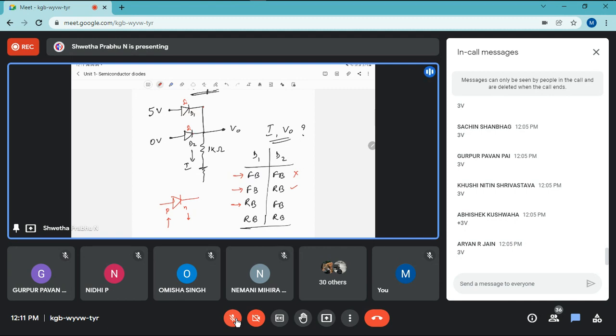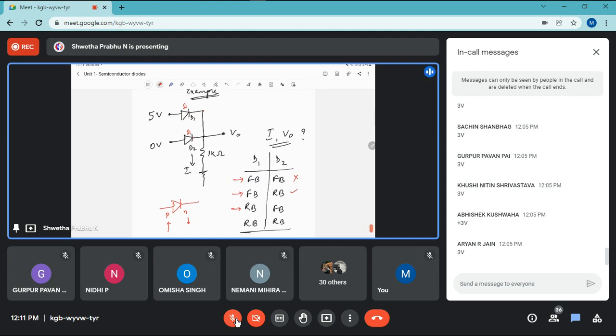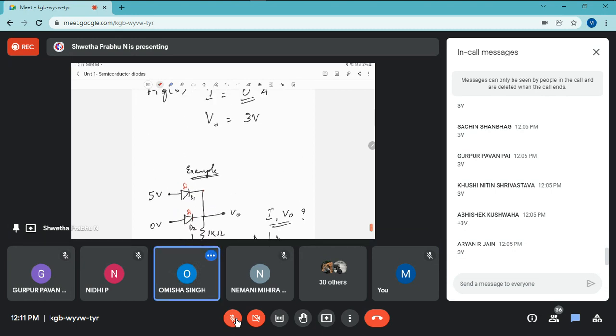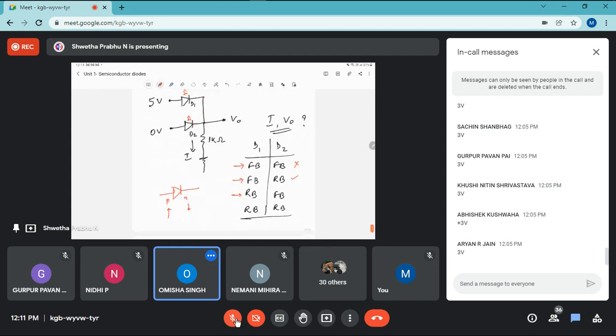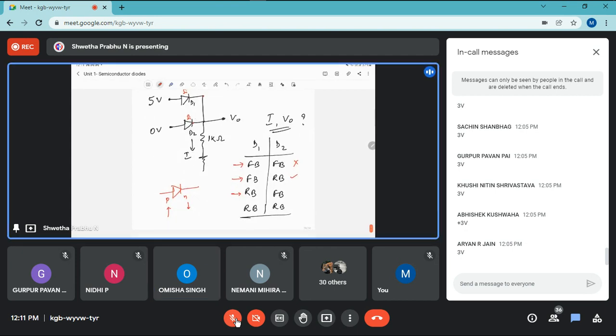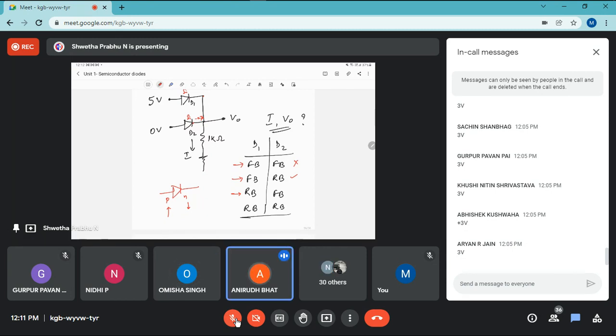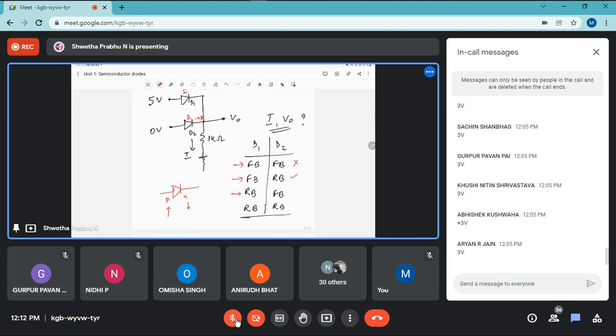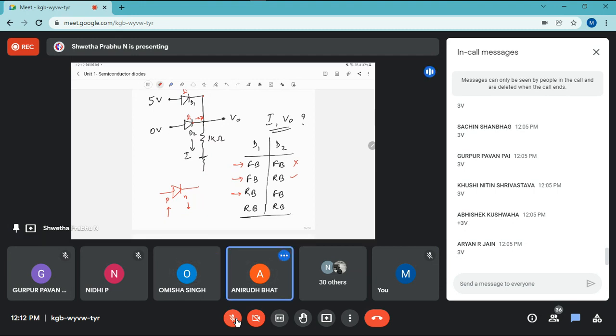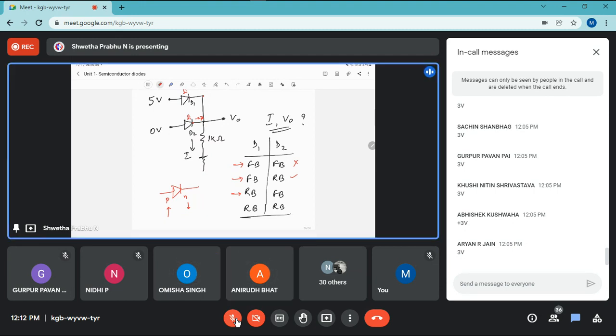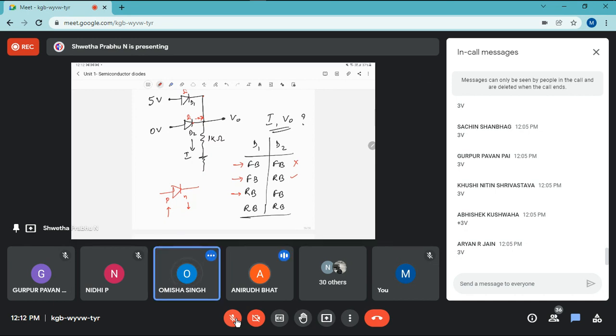So what will you get here at the output? What is the drop over here? 0.7. Here it is 0, and here this is minus 0.7, right? You'll get minus 0.7. So V naught will be plus 0.7. No, this is minus 0.7. Then V naught, when you apply KVL, is 0 minus 0.7.